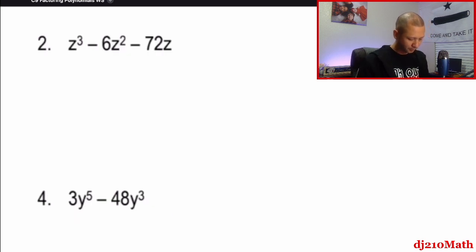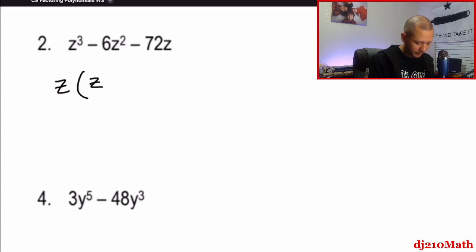All right, number 2. GCF. Z is common to both, or to all three, right? It's a trinomial. So Z is common to everything. So I'm going to take out a Z. Again, I strike my Z's because my Z's look like 2's. What's left behind? Z squared minus 6Z minus 72.